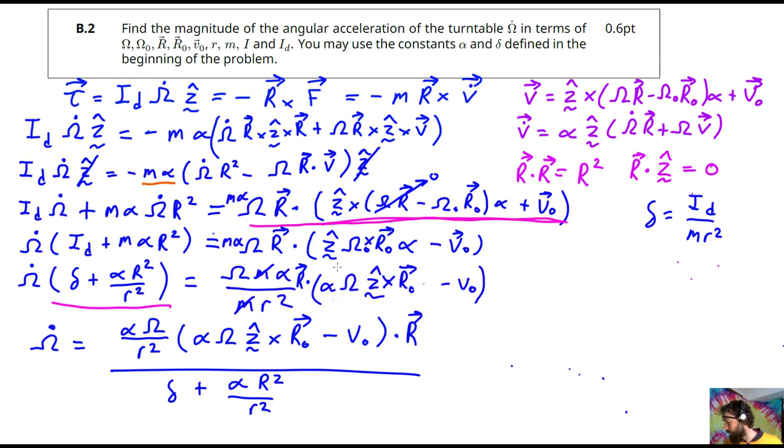And what I'd just like to point out, because this is going to be important for our next part, that if I just highlight this bit in green, this was actually all equivalent to v dot r. So we might use that when we're solving B3. Alrighty, so that's our B2 done. Let's move on to B3.